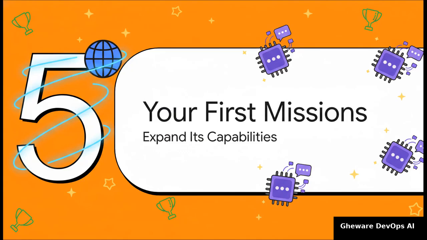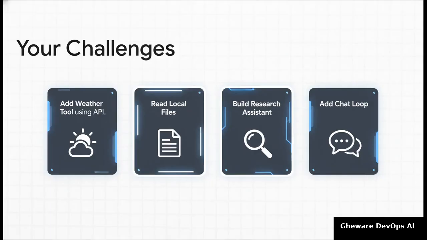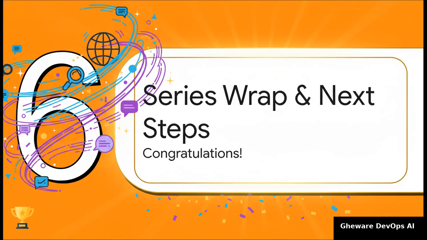So we've built this incredible foundation together, but the journey doesn't stop here. To really make these skills your own, I've got a few challenges for you. Your first mission with your newly upgraded agent: why not try giving your agent the ability to check the weather using a free API? Or what about a tool that can read local text files right on your computer? You could even specialize it to become a research assistant, or build a simple loop so you can chat with it continuously without restarting. The sky is the limit, and I really want you to share what you build in the comments below.